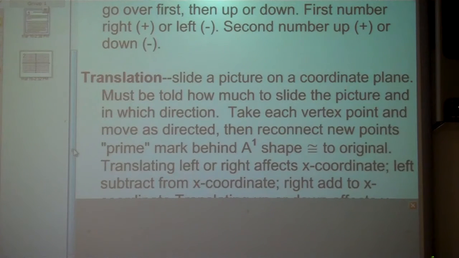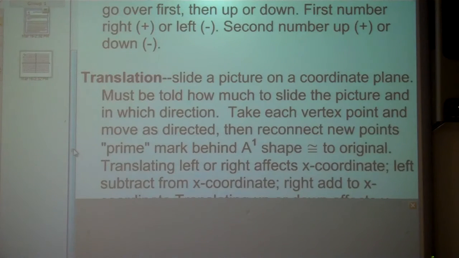So you're going to have where you put on the coordinate plane, you're going to connect the dots and you're going to make a shape using coordinates. Then it's going to tell you which way to move those coordinates onto a different part of the plane, and then you connect the dots and it should be the exact same shape.